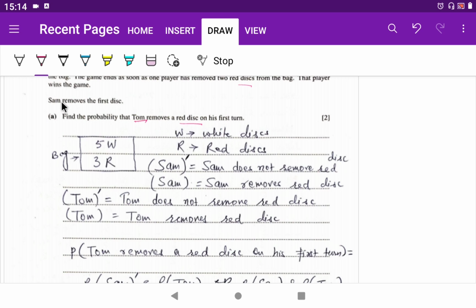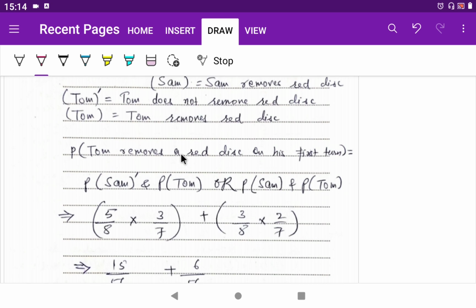Sam will remove first, so see which possibilities we can have for Tom removing a red disc on his first turn. Sam will start the game, and in one possibility he will not get a red disc, and Tom plays and removes the red disc. Or Sam also removes a red disc and Tom also removes a red disc.